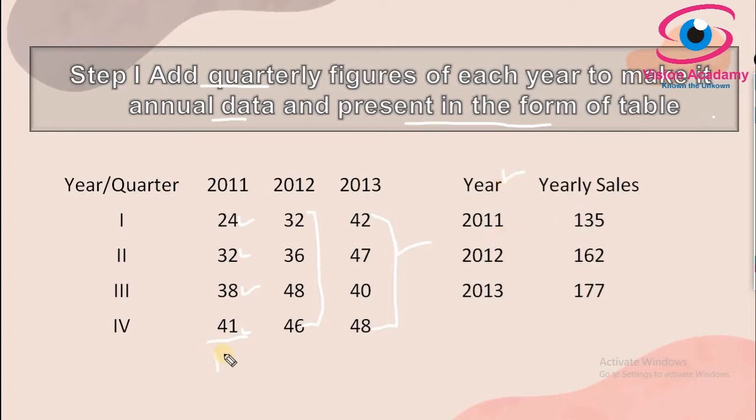2011, so this is 135 total, and for 2012 here it is 162, and for 2013 here it is 177. So we have converted quarterly data into yearly data. Here we have only 3 values, that is 2011, 2012, 2013 yearly sales. So we finished step number 1, we shall move on to step number 2.